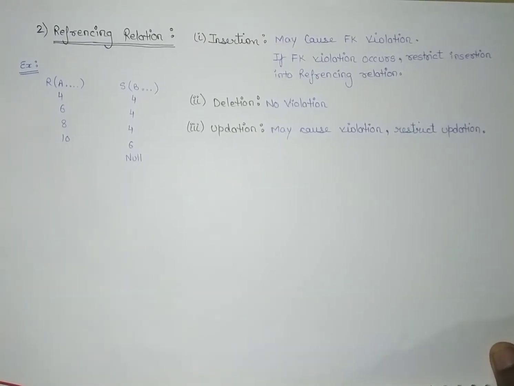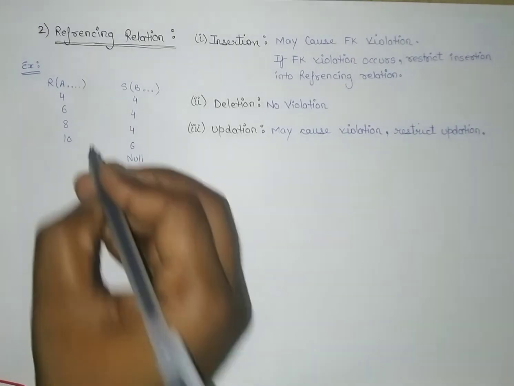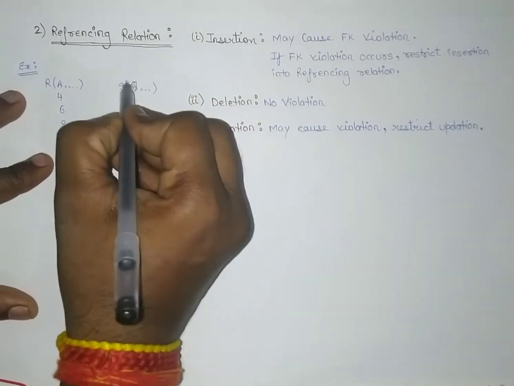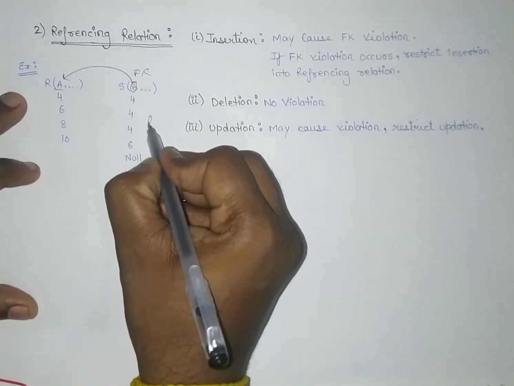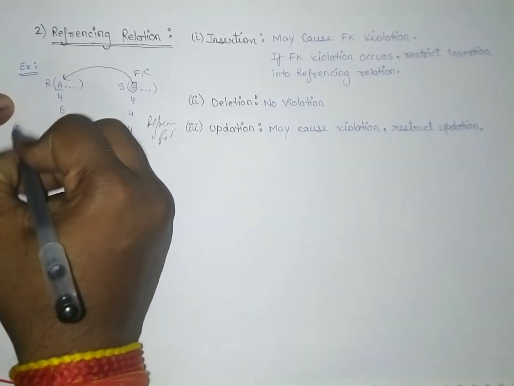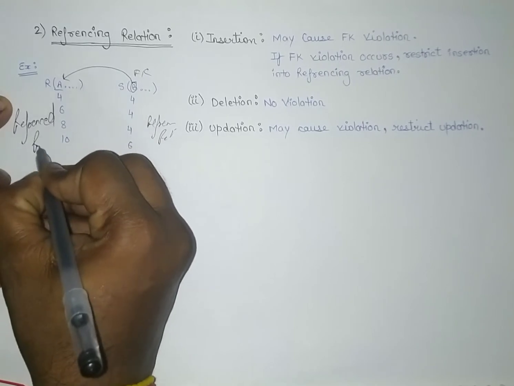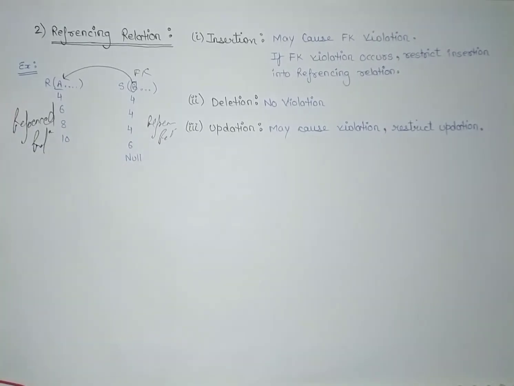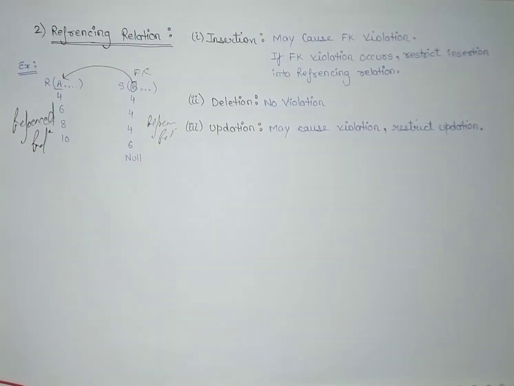Now, if I talk about the referencing relation, we know that this is a foreign key referring to this foreign key. This is a referencing relation, and this one is a referenced relation. So in the referencing relation also there can be 3 cases: one is insertion, another is deletion, and the third is updation.